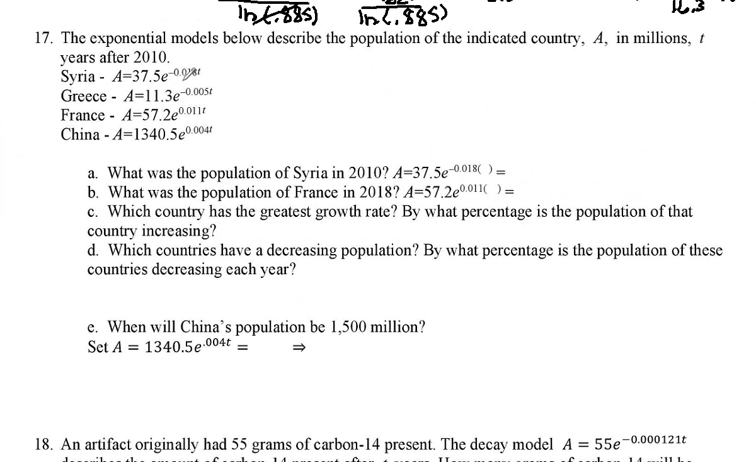And number 17, we are looking at another exponential model. This describes the population in a country, A in millions, and T is years after 2010. So 2010 is your time zero. So in Syria, the population is 37.5 e to the negative 0.018 t. Greece, it's 11.3 e to the negative 0.005 t. France, 57.2 e to the 0.011 t. And China, 1340.5 e to the 0.004 t.